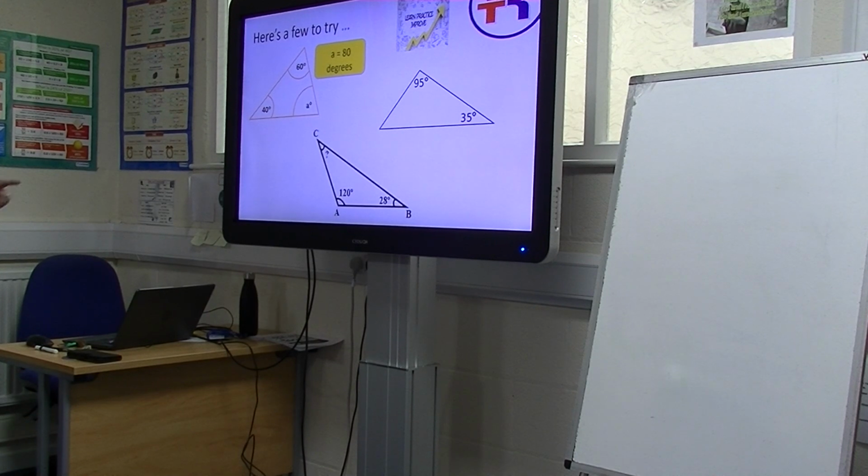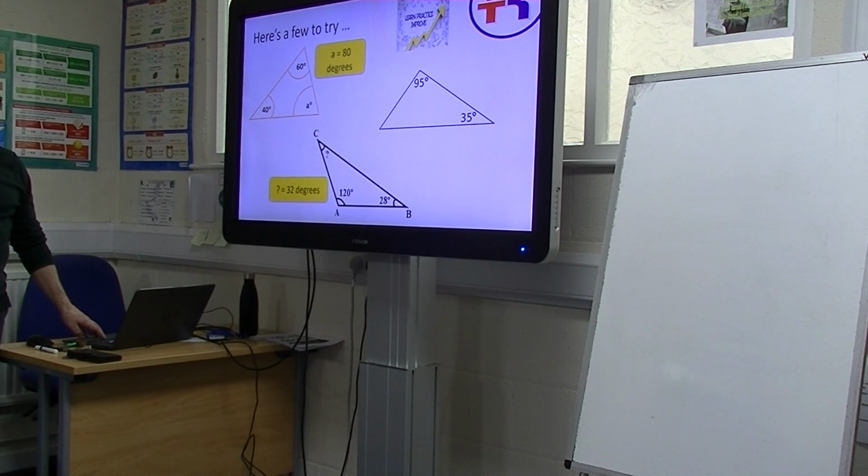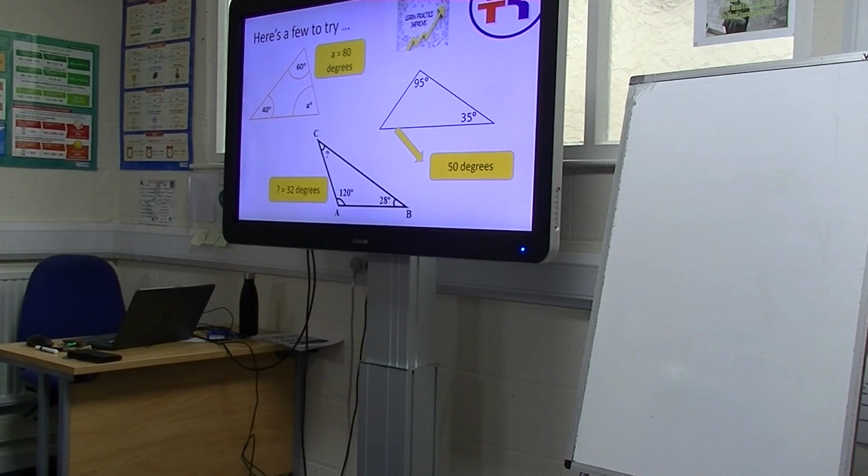So what's that answer for C here? Use a calculator if you need to. So we've got 120 plus 28, that's 148. 32. Yeah, and we've already said, somebody's mentioned it is 50. That's easy, isn't it? Yeah? All you've got to remember, triangle 180 degrees.